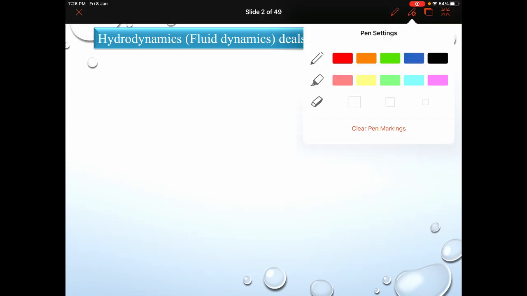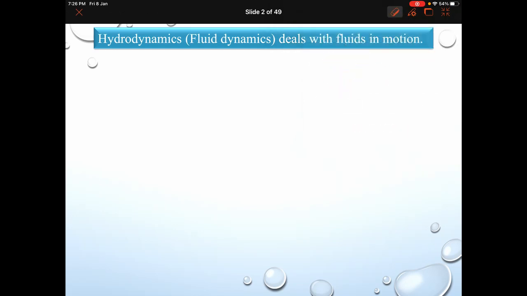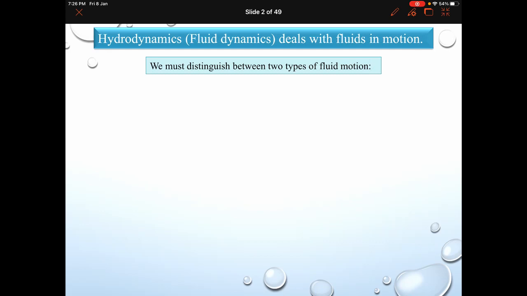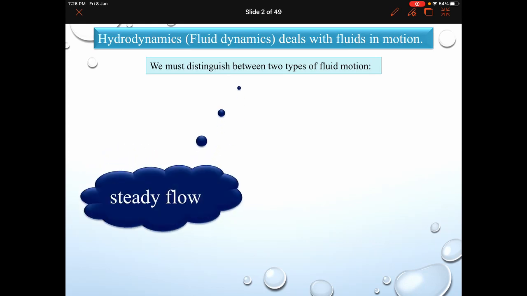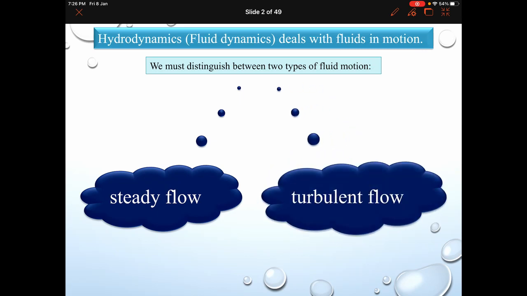Okay, now we must distinguish between two types of fluid in motion. We'll study the motion of the fluid, liquid or gases. The first type is called steady flow. The second type is called turbulent flow.